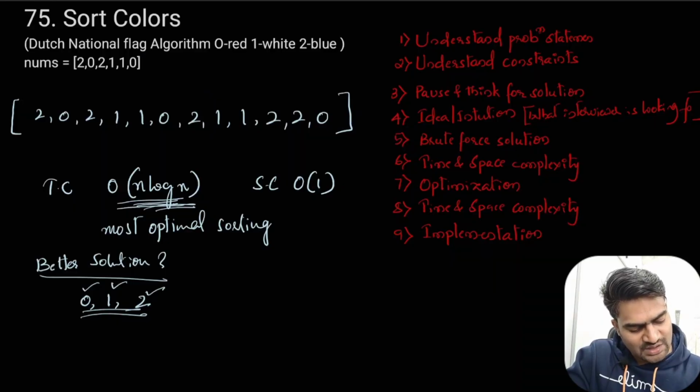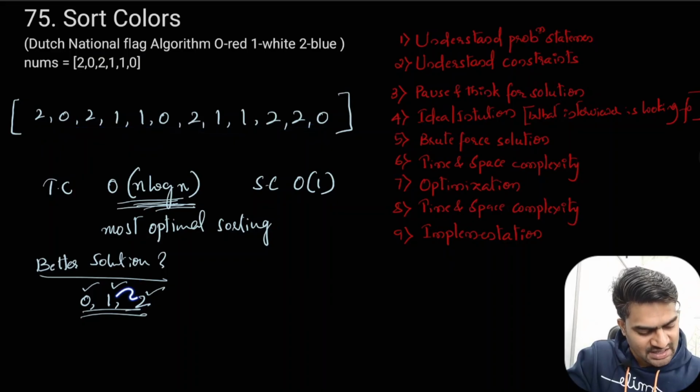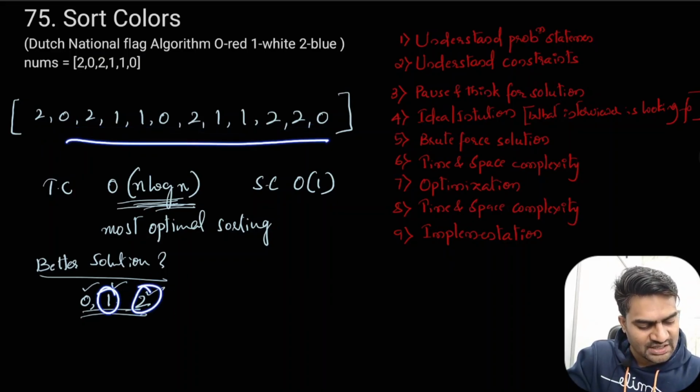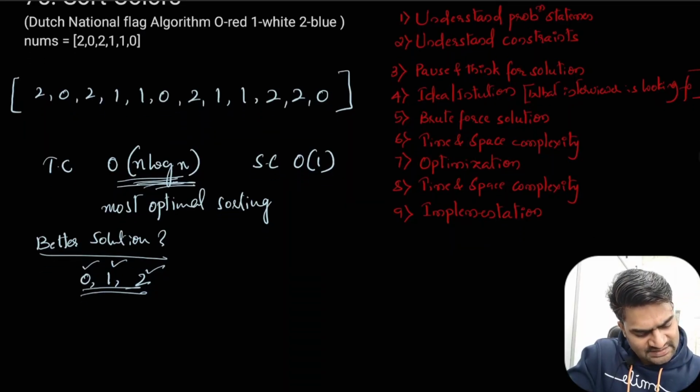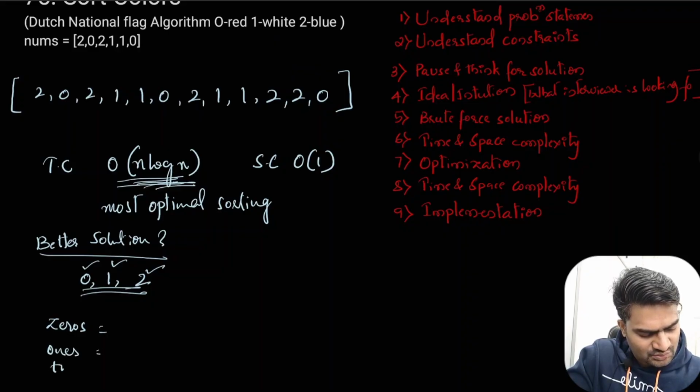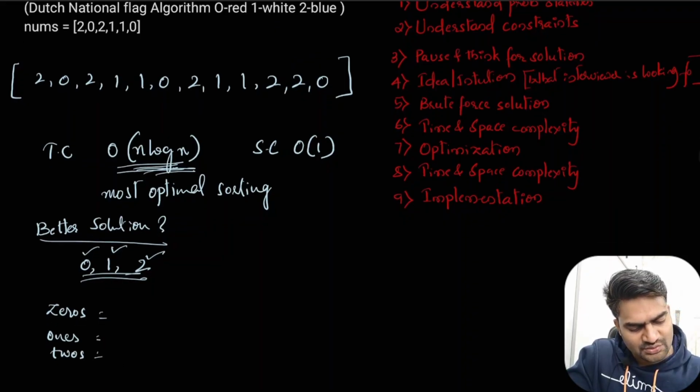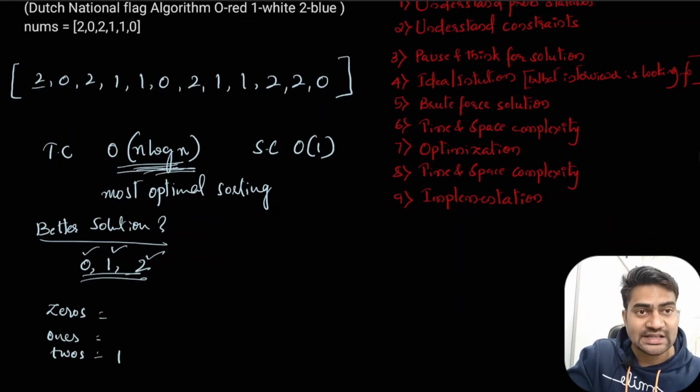So now what I will do, I will simply count zeros, how many zeros are there in this particular array, how many 1's are there, how many 2's are there in this array. So I will say zeros, then 1's, then 2's. Okay, so we get 2 here. So I will increment the count of 2's to 1. So basically, we will start with all the values 0.